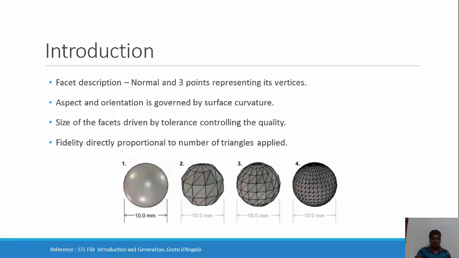Now this is how a facet, or STL file, is generated. First there are 3 points and each of these 3 points represents its vertices. Then the aspect ratio and the orientation, like I said, is governed by the curvature of the surface. Then also the size of the facets is driven by the tolerance, and this controls the quality of the facet. Then also the fidelity of the surface is directly proportional to the number of triangles applied. That is, the higher the number of triangles applied, the higher is the fidelity.